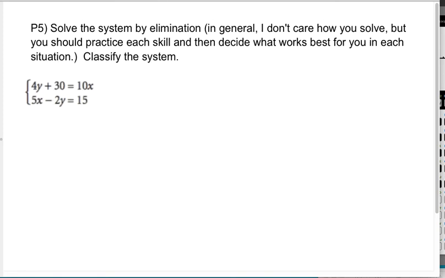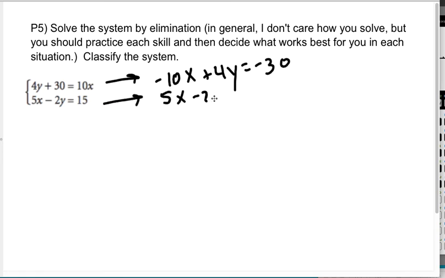All right, and here's your P5. You go ahead and try it. You can pause me if you want to do it on your own. I'm going to go ahead and move my 10x over by subtracting. And I'm going to move the 30 over by subtracting. I suppose I could have done this faster by just moving the 4y, but oh well. And then this one's already lined up, so it's a 5x minus 2y equals 15, right?